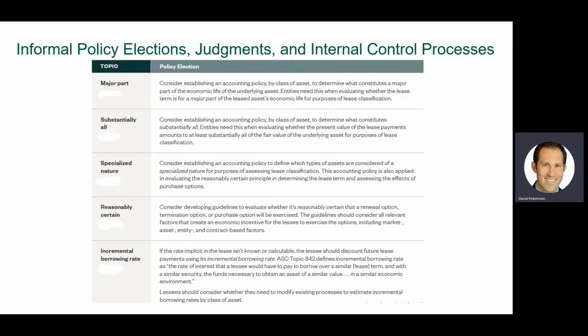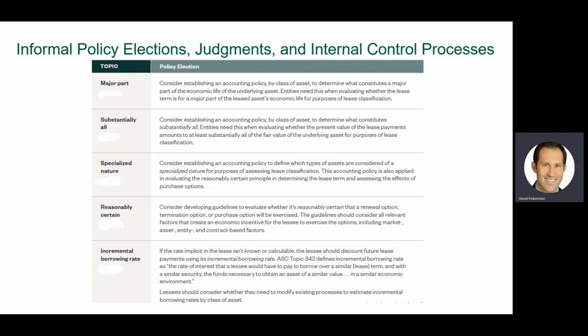Reasonably certain is to consider the developing guidelines to evaluate whether it's reasonably certain that a renewal option, termination option, or purchase option would be exercised. The guidelines for developing this would be to consider all relevant factors that create an economic incentive for the lessee to exercise the options, and that includes consideration of the market, the asset, the entity, and other contract-based factors.